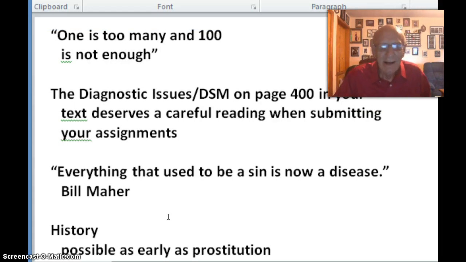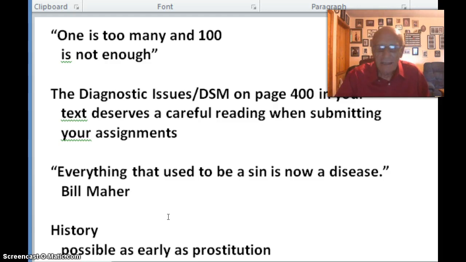Bill Maher, somewhat of a comedian, somewhat enjoyable. Some individuals like him, some individuals don't. But anyway, he made this statement: everything that used to be a sin is now a disease. Now, in particular, he was referring to alcoholism here.